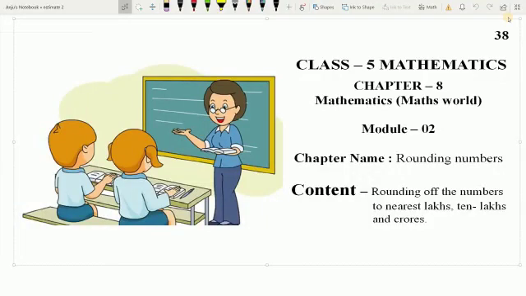Good morning, dear student. Today we will learn rounding of the numbers to nearest lakhs, 10 lakhs and crores. Students, in previous video we have already learned rounding of the numbers to nearest tens, hundreds and thousands.